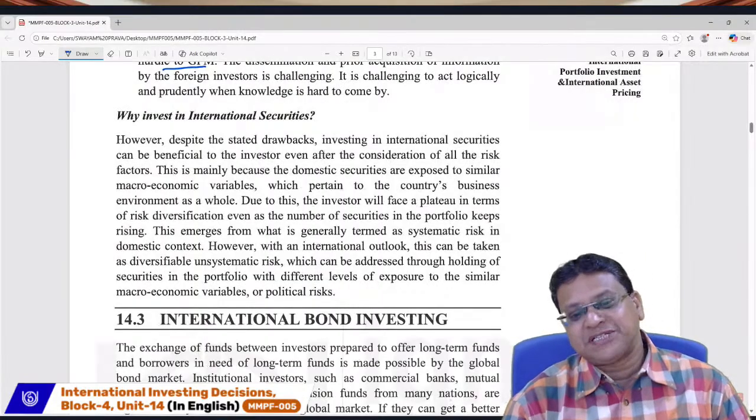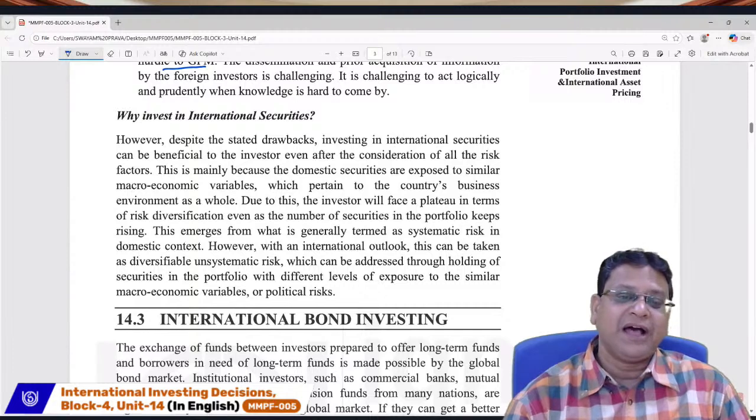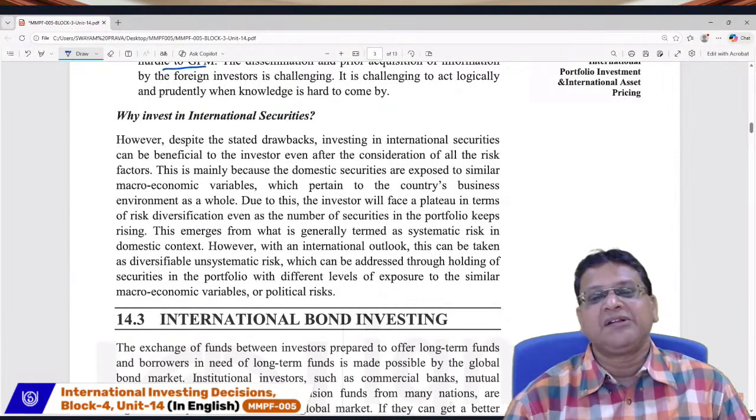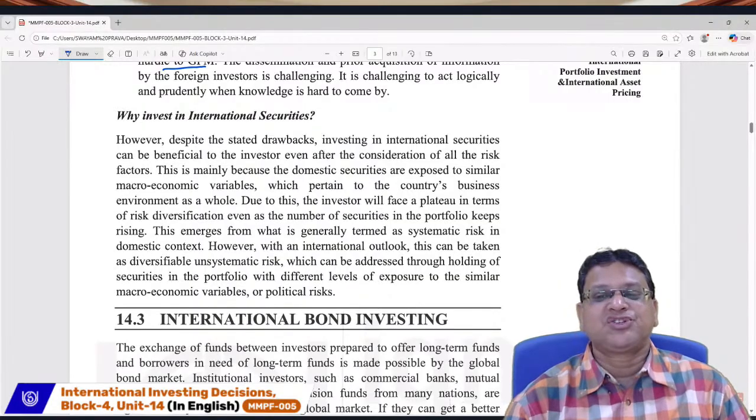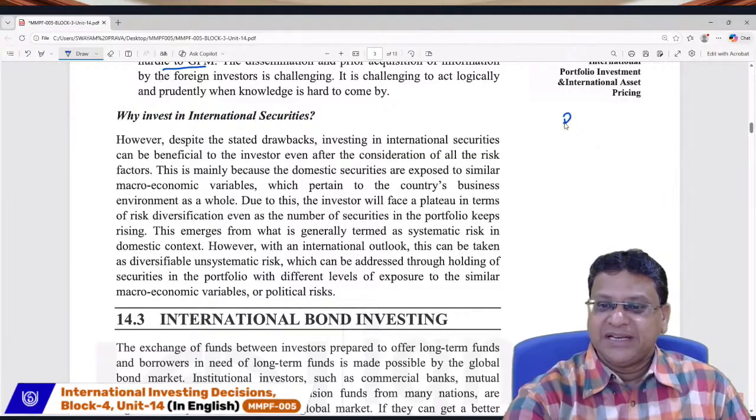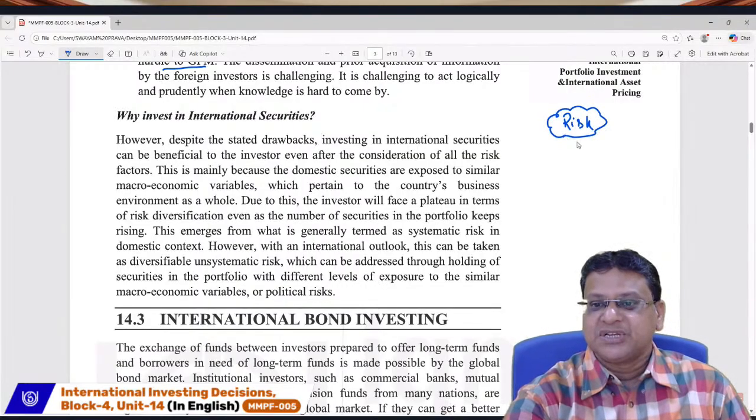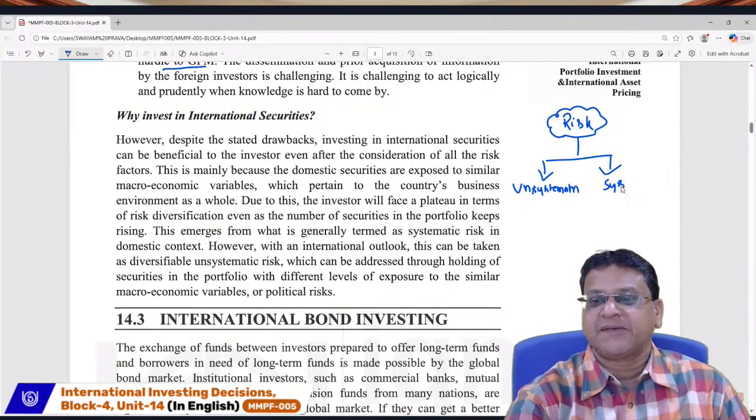But what are the benefits you get through international investment? Why are people interested in investing internationally? We know that each and every investment has two types of risk. What are the two types of risk? We know that risk in a portfolio can be divided into two parts. One is known as unsystematic risk, another is known as systematic risk.